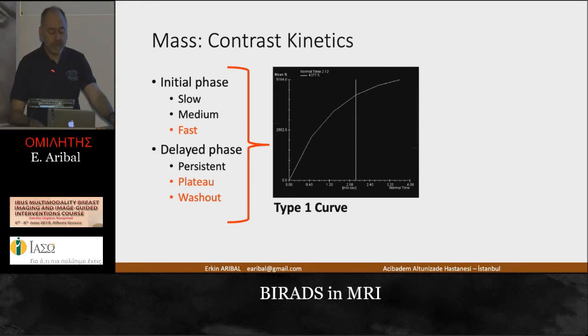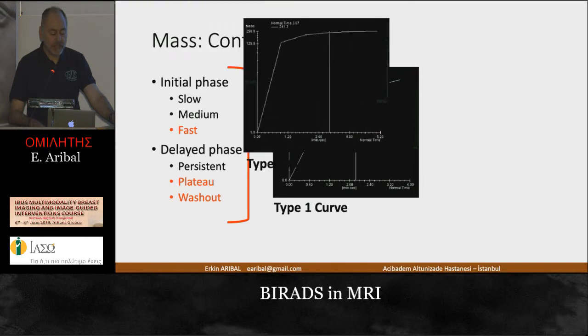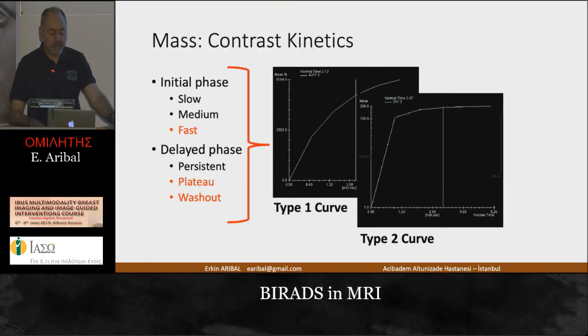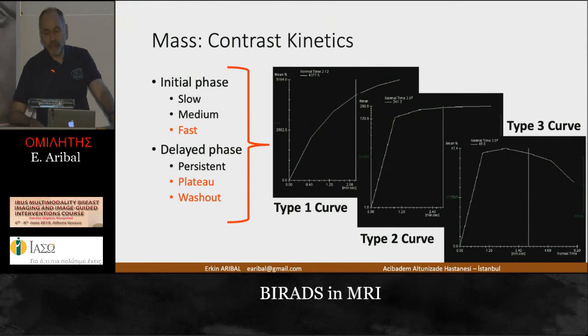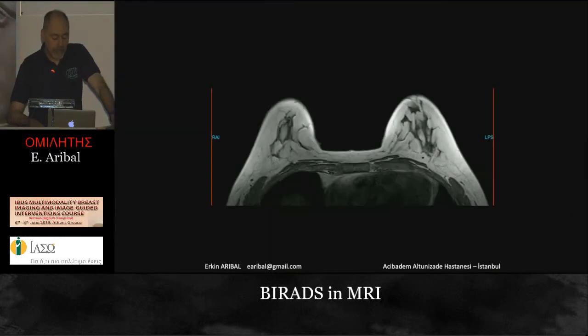So this is a type 1 curve, which is persistent with a slow rise. And this is fast with plateau, and this is fast with washout. And fast with plateau and fast with washout should raise suspicion for malignancy. We can see fast with plateau in some fibroadenomas as well, but they weren't biopsied in a way.